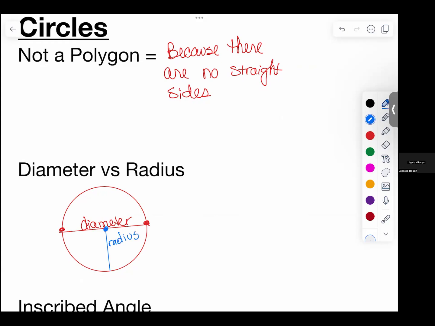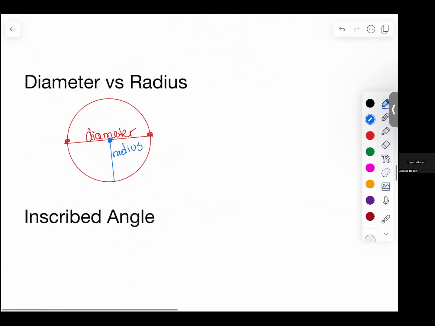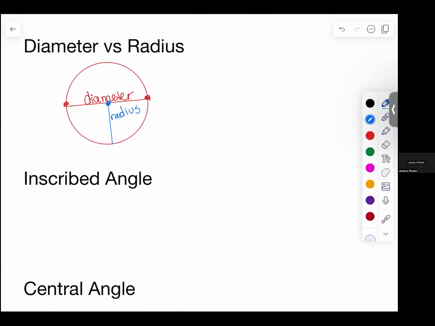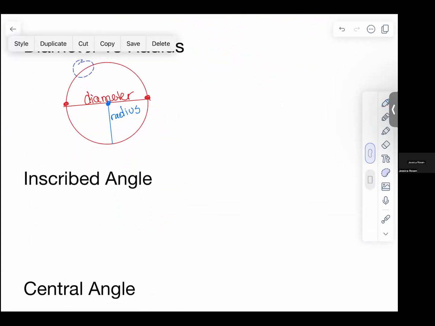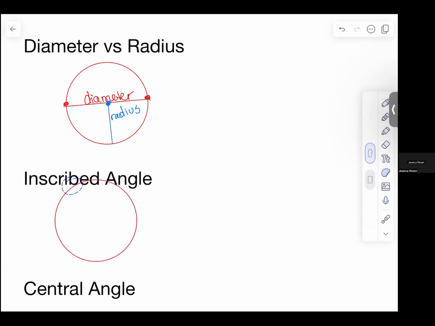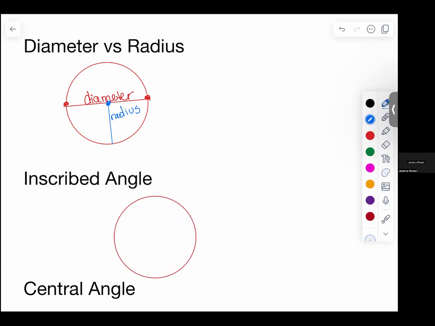Okay, so diameter versus radius. I know you've seen those in previous years, hopefully. And then inscribed angle. So an inscribed angle, I'll just copy this circle here. Inscribed means inside, right? So it kind of sounds the same. So inscribed is inside, and it's an inside angle. Sometimes you're going to see these different ways, but it's basically just an angle that is inside the circle.